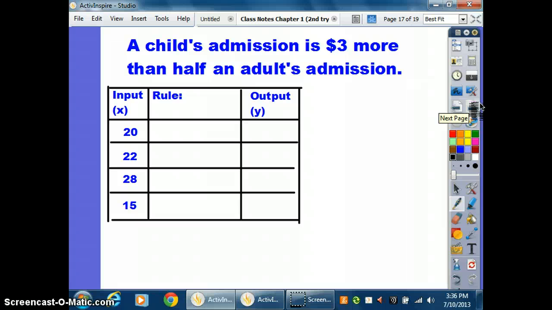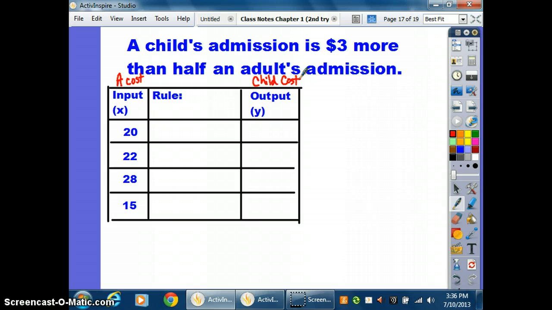A child's admission is $3 more than half of an adult's admission. Whoa. Okay. So this is the adult admission. It's a $20 ticket, a $22 ticket, a $28, and a $15. This is the adult cost. And then we want to find out the child cost.